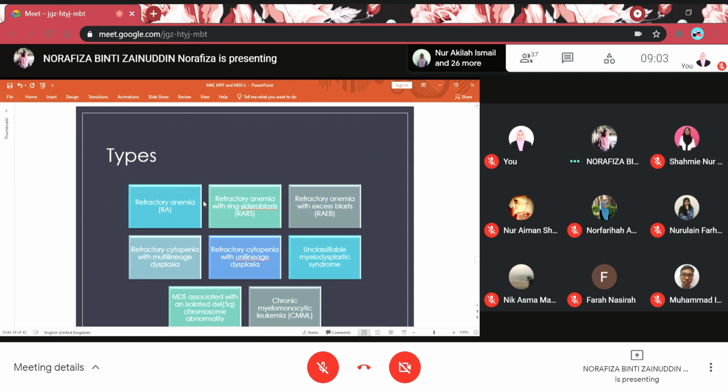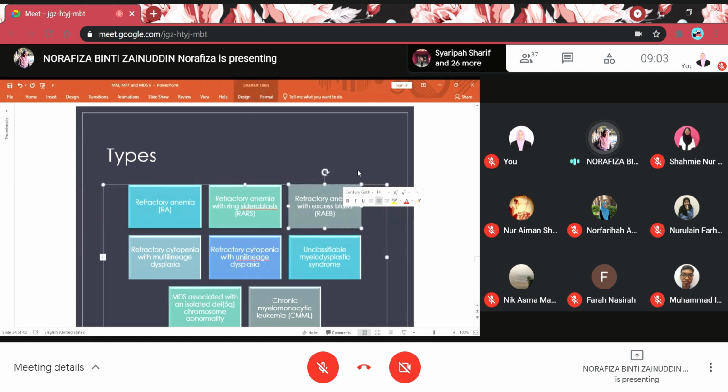For example, first, refractory anemia. Here, patients with RA have too few red blood cells in blood. Okay, so the patients have anemia lah. And the number of white blood cells and platelets is actually normal. So patients with refractory anemia with ring sideroblasts or RARS suffer from too few red blood cells and have anemia, and the red blood cells have too much iron inside, and the number of white blood cells and platelets in these patients are normal.